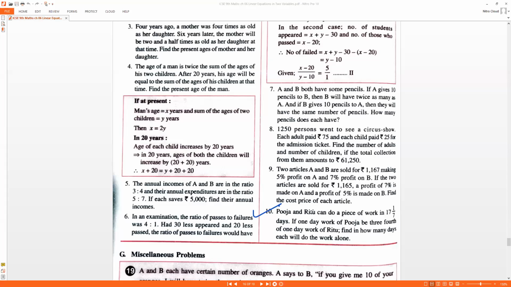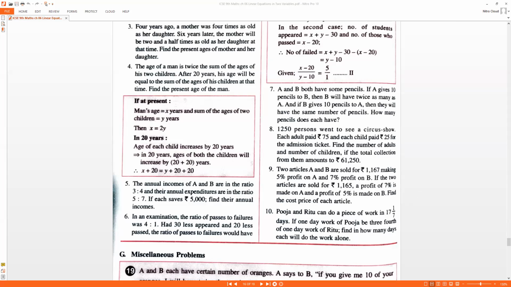Question 10. Pooja and Ritu can do a piece of work in 17 1/7 days. Okay, that means 17 integer 1/7 days. So this is combined effort. If 1 day's work of Pooja be 3/4 of 1 day's work of Ritu, find in how many days each will do the work alone.